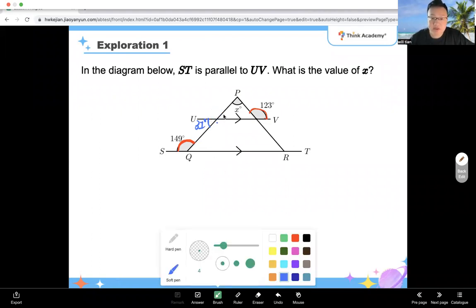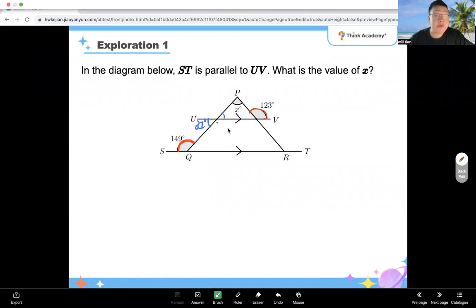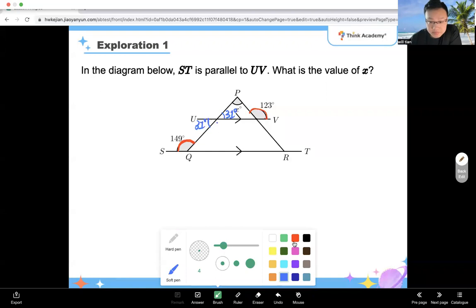So this one is 31. And also these two angles are vertically opposite, so they equal each other, which is 31 degrees. And how do we find X? We already got this one is 31. How can I get X?